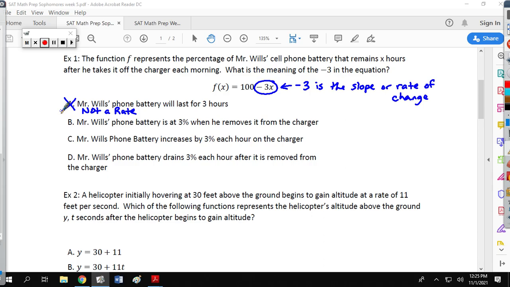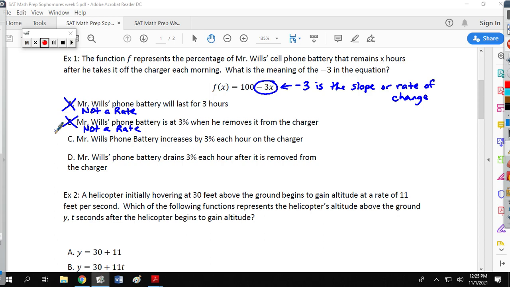Same thing for letter B. When it says my phone battery is at 3%, that's a value. That is not a rate. So once again, your test taking skills alone should get rid of 2 of the 4 answers, and even if you don't know what you're doing, should allow you to guess at a much better situation than if you don't have the ability to eliminate bad answers.